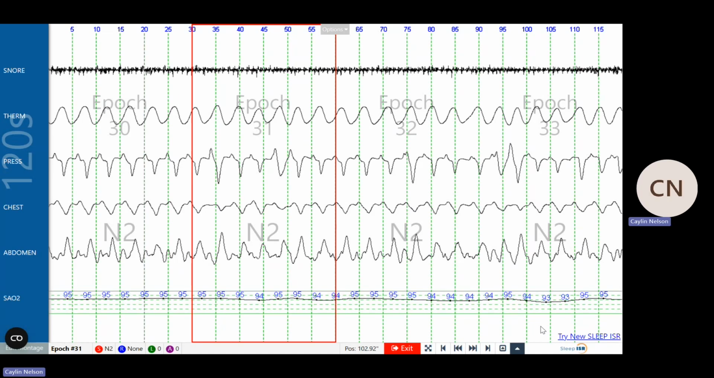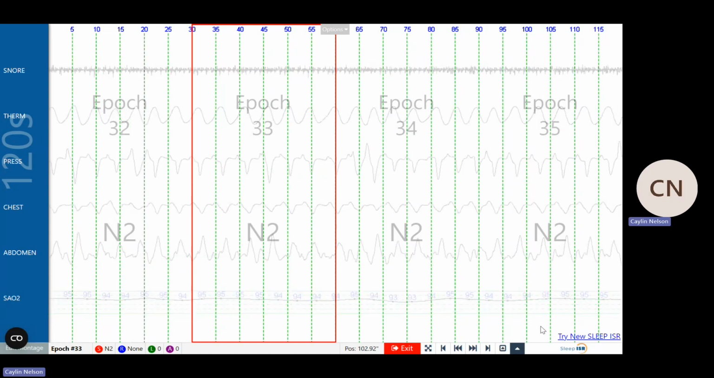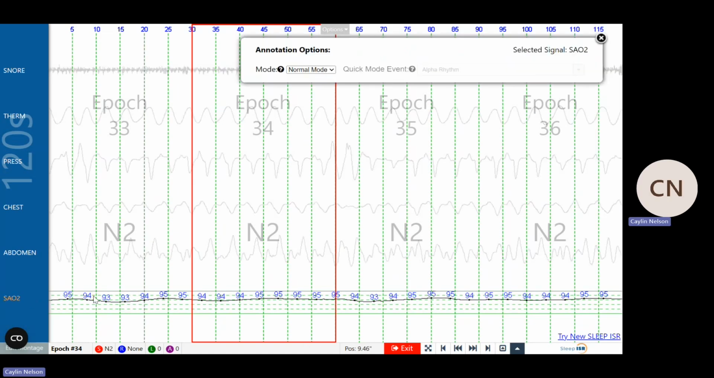We're ending at, let's see, epoch 33. So I'm going to move on to the next set of epochs here. We're going to put 33 at the front, just so we can see if there's any changes between 33 and 34. So you can see some changes in our oxygen levels here, kind of fluctuating a bit between 93 and 95. But again, what we're looking for is that 3%.